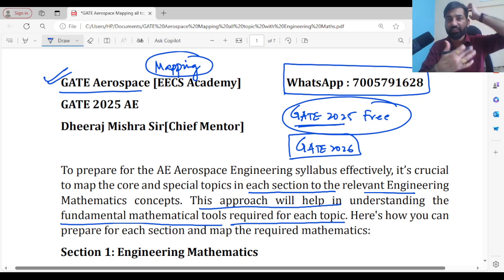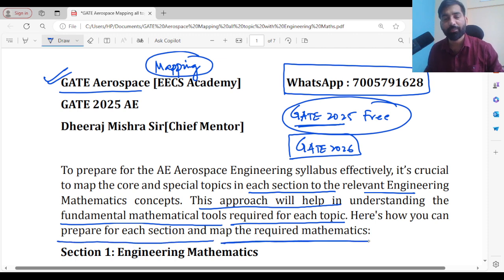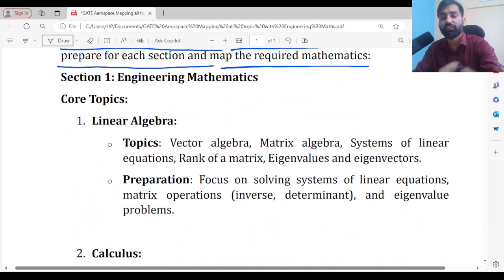These are the mathematical tools which are essential to be able to understand the fundamental concepts of each and every topic. And here is how you can prepare for each section and map the required mathematics. So let me move ahead and go to the next part. As you can see here, the very first thing, the moment you open up your syllabus.